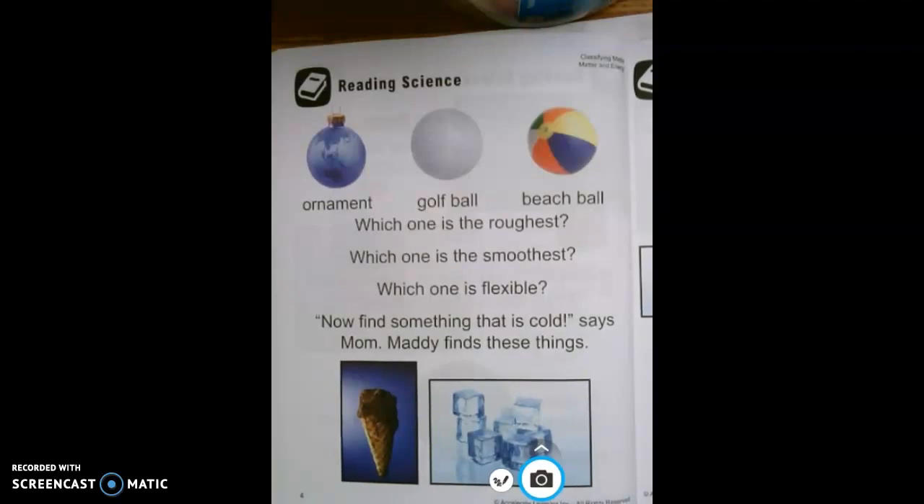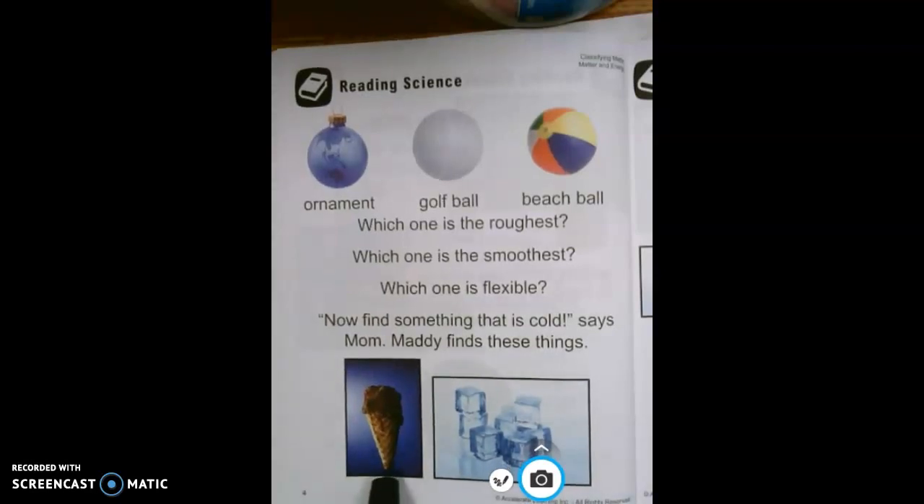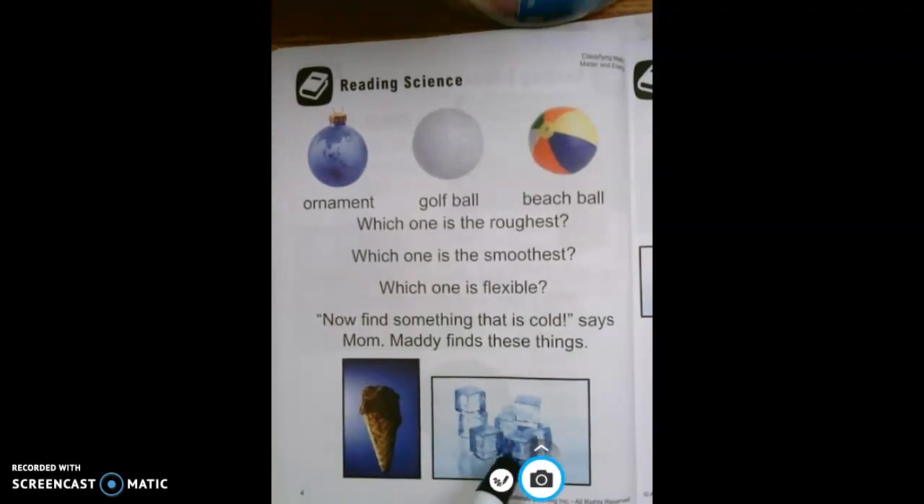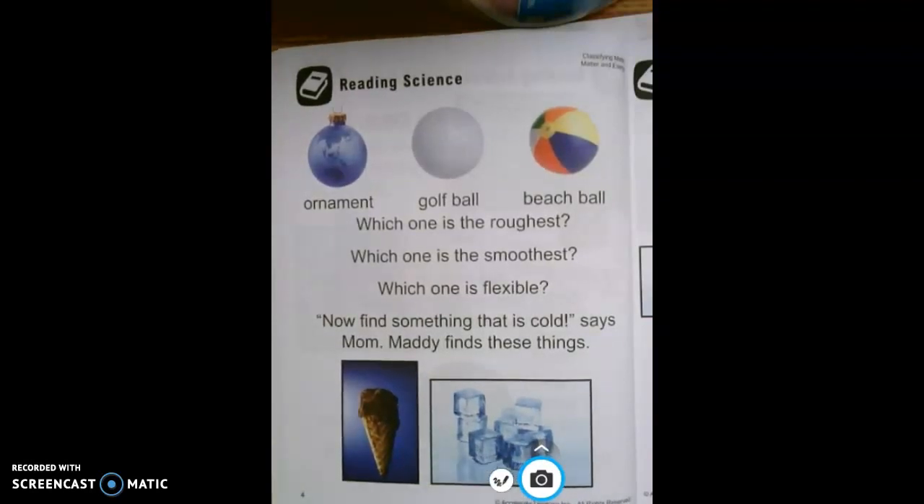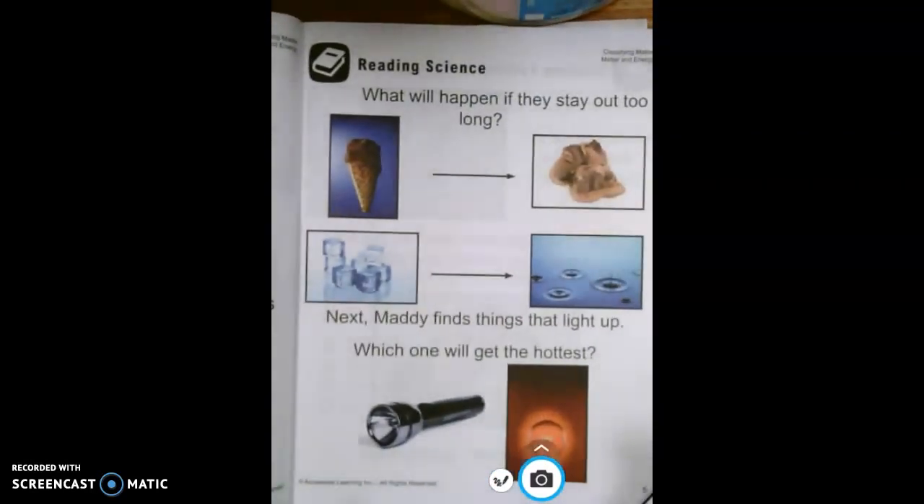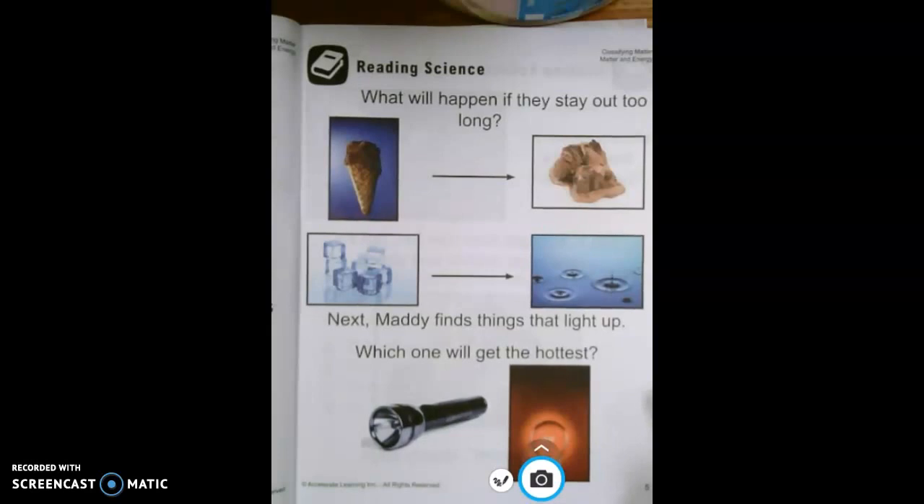Now find something that is cold, says Mom. Maddie finds these things. First she finds an ice cream cone, and then she finds some ice. Good. Now let's ask a scientific question. Ooh, I love scientific questions. What will happen if they stay out too long?